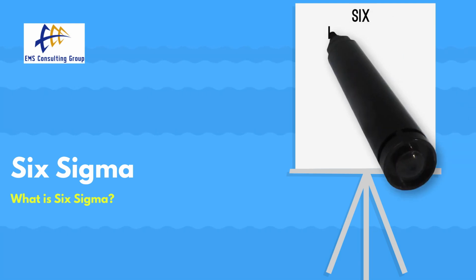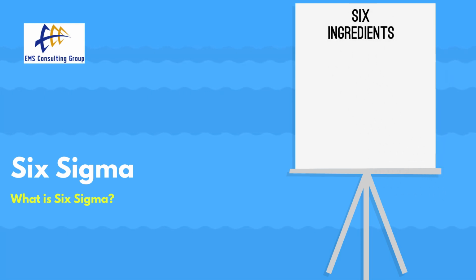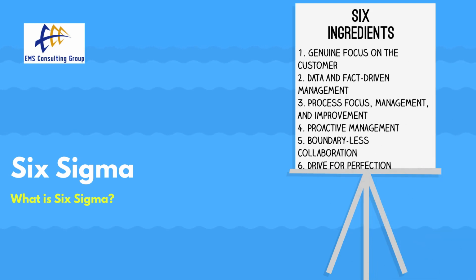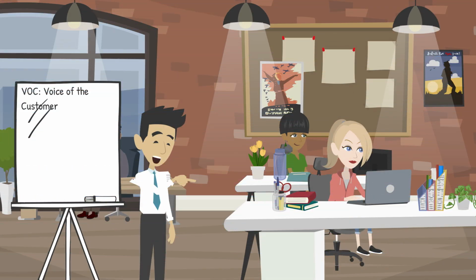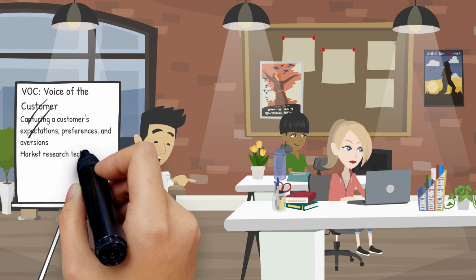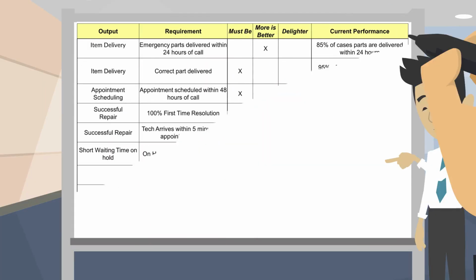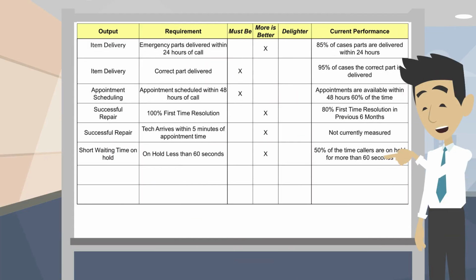There are 6 key ingredients of Six Sigma. Let's look at each one. First, genuine focus on the customer. Performance measurement begins and ends with the voice of the customer or VOC. We need to understand what the customer requirements are. Defects are defined as failures to meet customer requirements, and improvement is measured by impact on customer satisfaction or value added to customer.